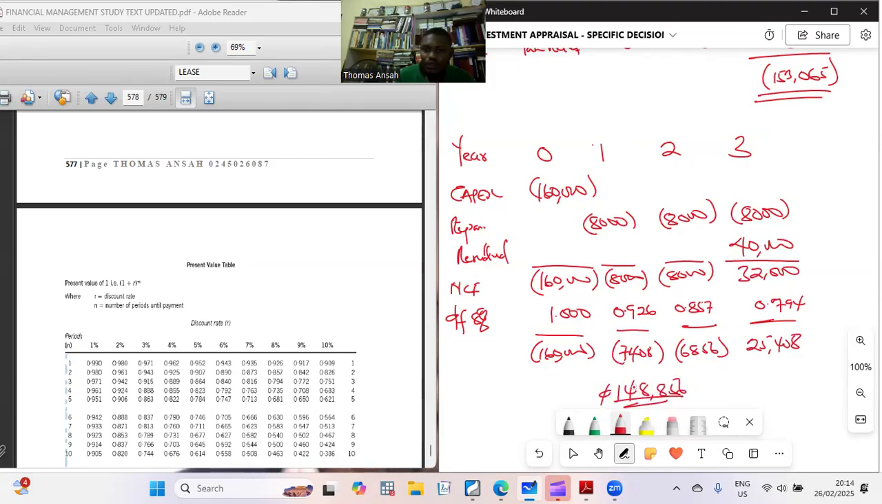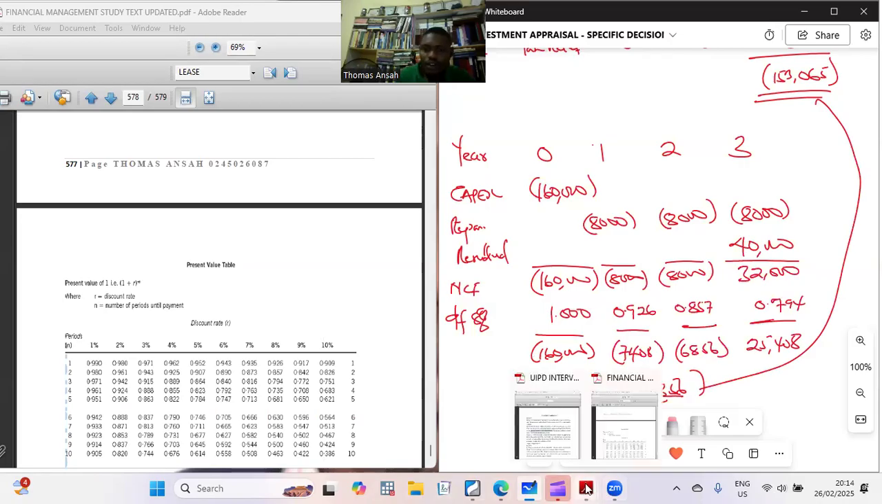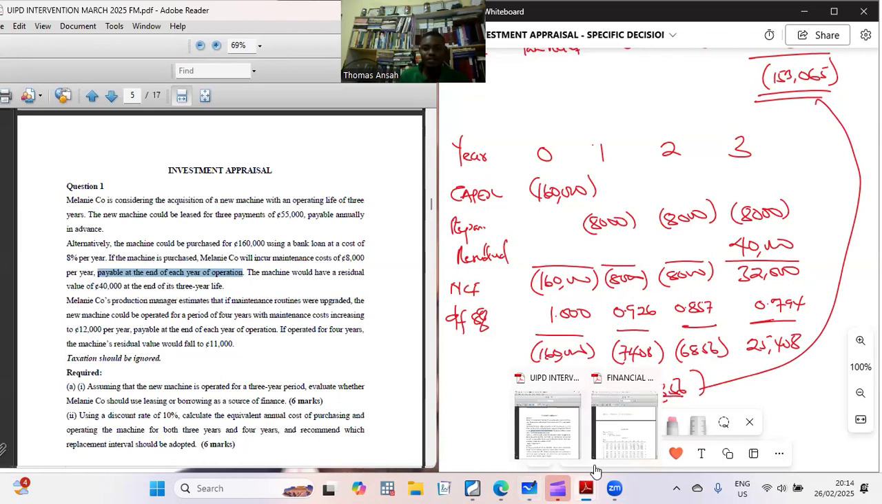This is my NPV. Compared to this, it's negative. Compared to this, it means that I need to go for the other one, the purchase option, the buy option. All right, so that is that. So ladies and gentlemen, that is what you are going to be doing.